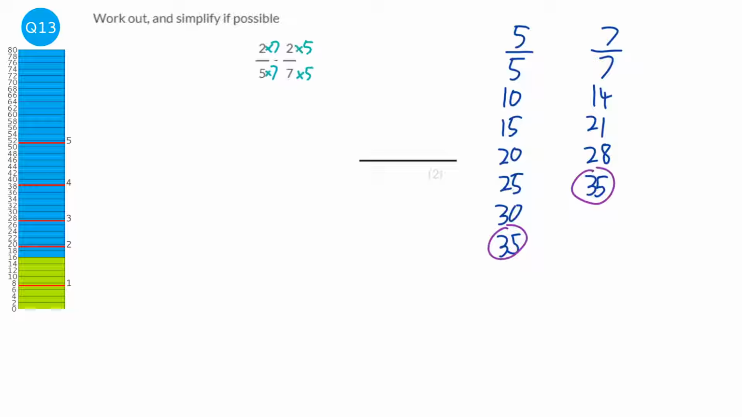So 2 times 7 is 14, and then the bottom will be 35, the denominator. And then 2 times 5 is 10, and the denominator will be 35. Then when we have that, we take away the numerators. So 14 take away 10 is 4, and that just leaves 4 over 35. So we can see whether we can cancel it, and we can't. So the answer is just 4 over 35.